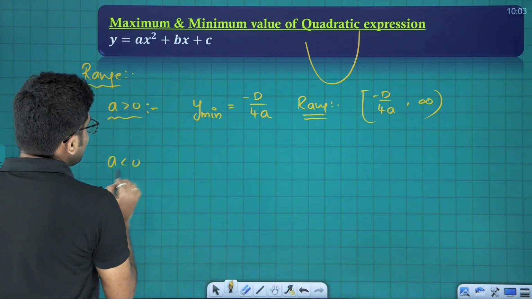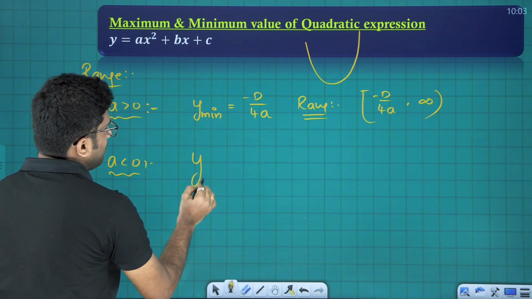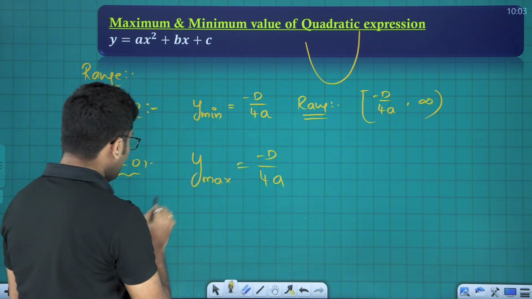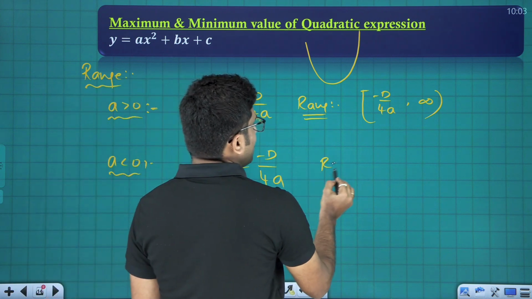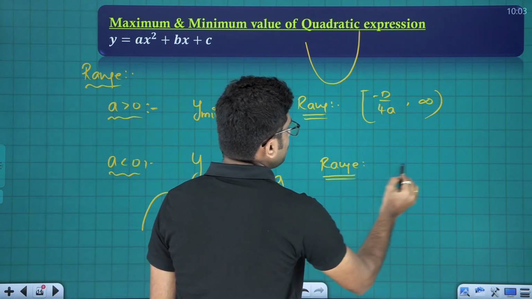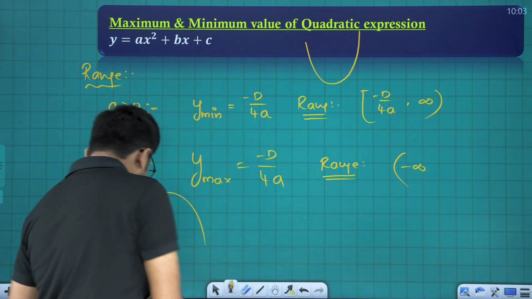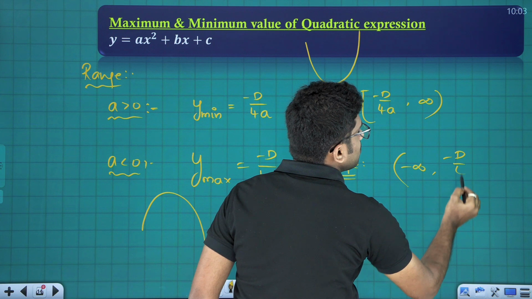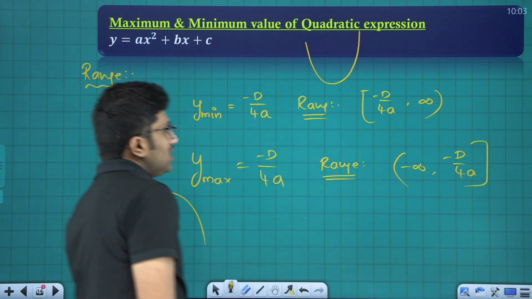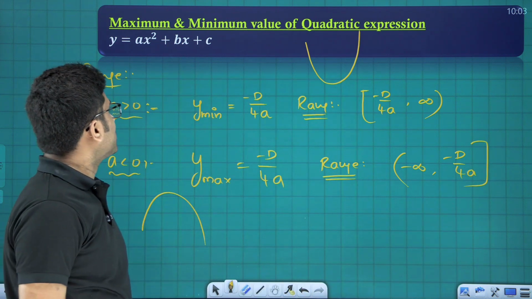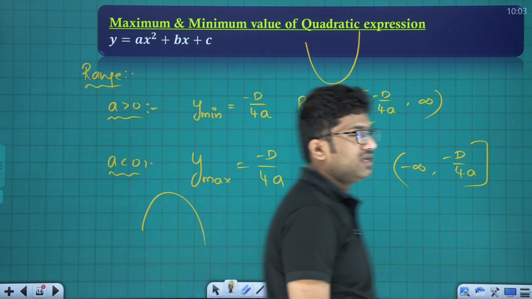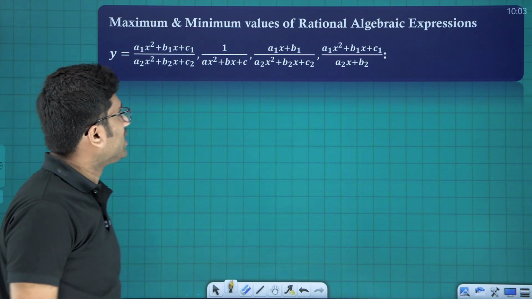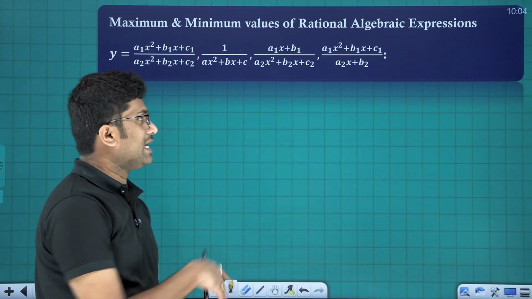Suppose if a is less than 0, friends, then y maximum will be minus D by 4a, because the graph will be like this. So in that case, the range is from minus infinity, it starts from minimum minus infinity, to the maximum, closed at minus D by 4a. So these are the ranges of the quadratic expression y is equal to ax square plus bx plus c. Clear?